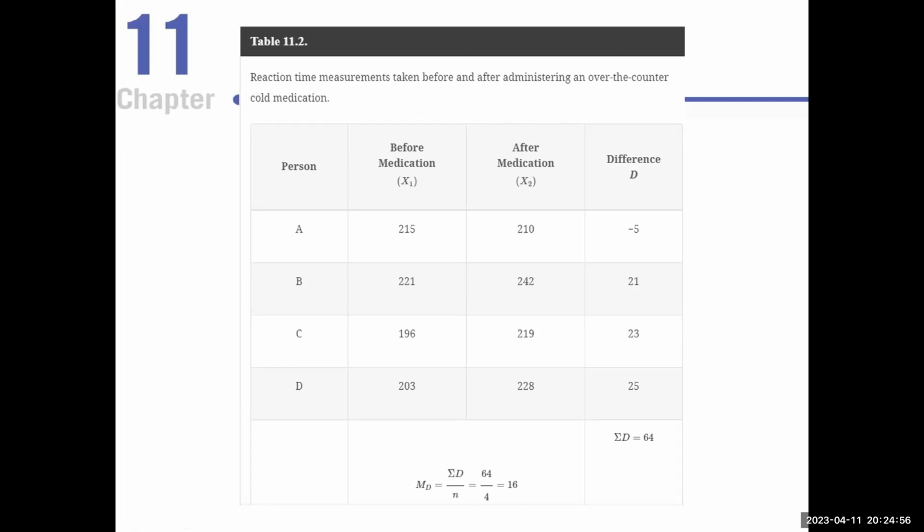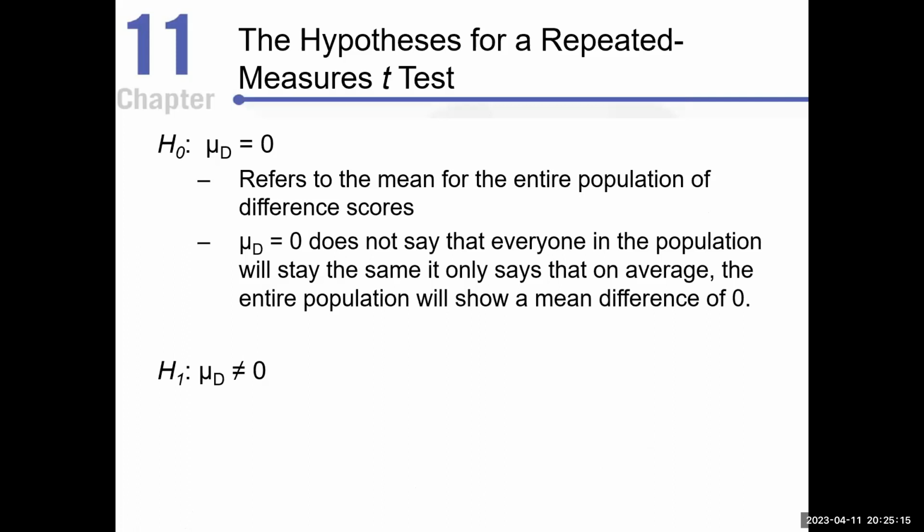Okay, so what they did was take the different scores in this far right-hand column here and sum them all up. You got a total of 64. You divide that 64 by the number of participants in that sample, which is 4, and you get a mean difference of 16. So that's how you would calculate the mean difference for a hypothesis test.